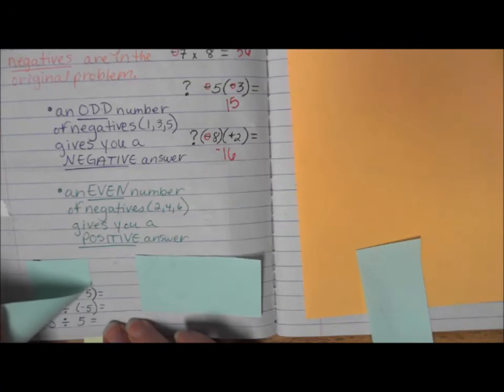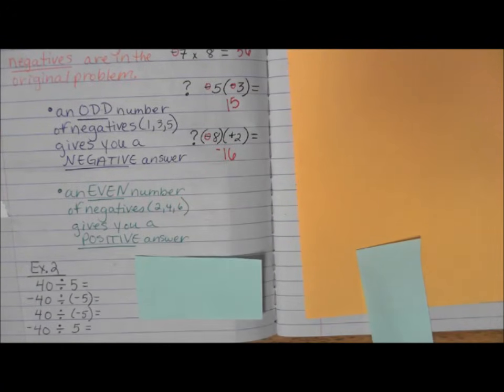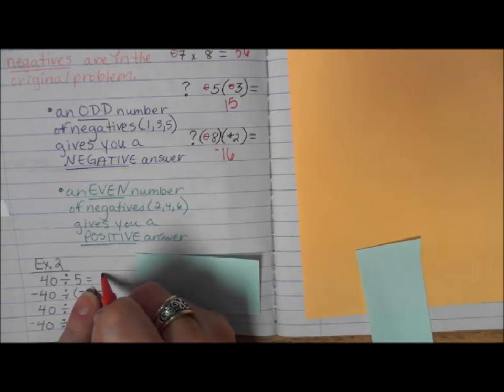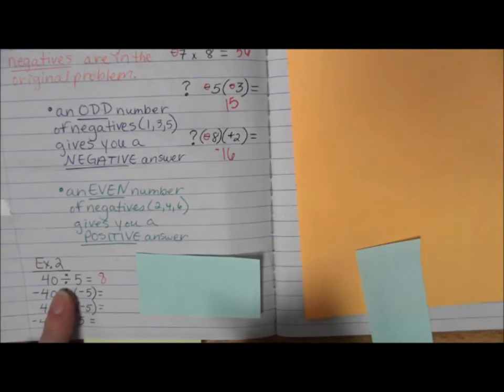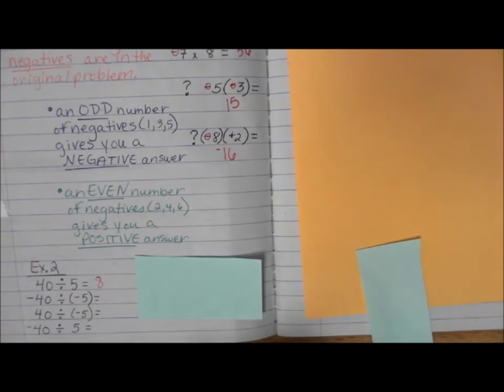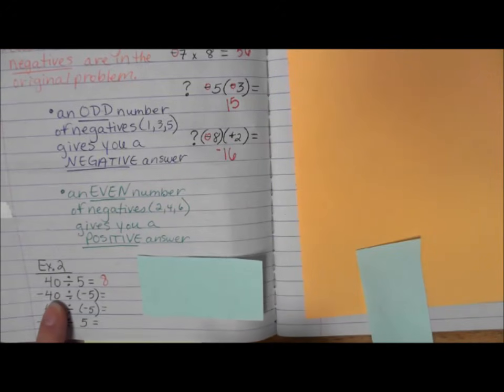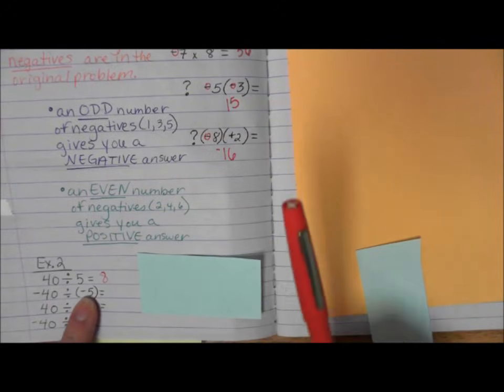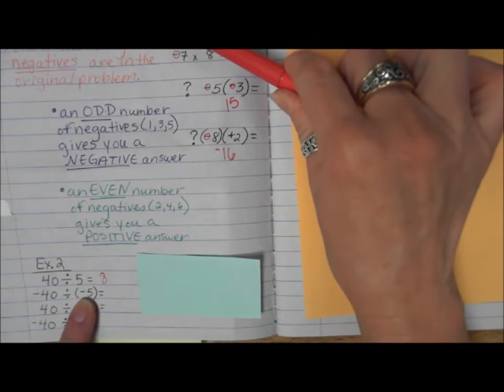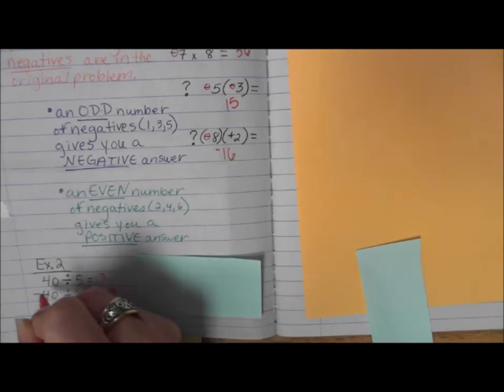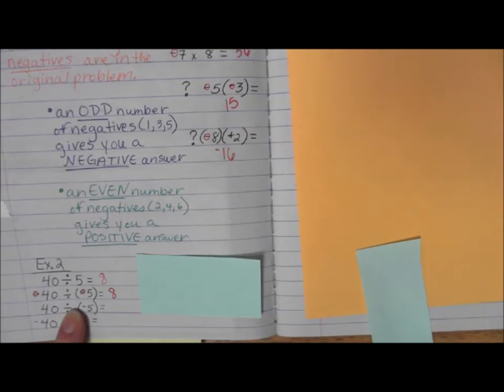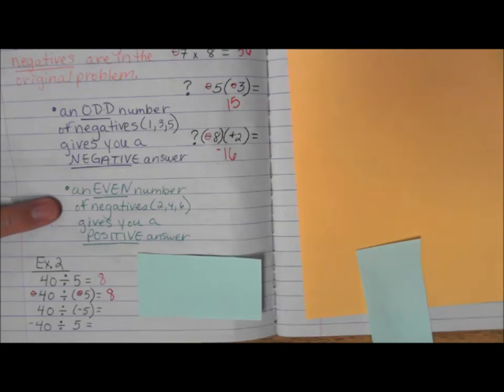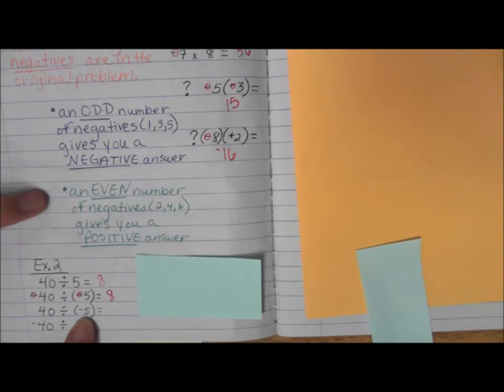All right, so now let's try some with division. Go ahead and copy these examples down, and we'll go through these. 40 divided by 5 gives us 8. They're both positive, like we've always been doing since elementary school. There's no negatives, which would be 0. Negative 40 divided by negative 5. I'm going to multiply or divide as usual, so it's going to be 8 again, but now I have to count 1, 2 negative signs. That's going to be an even, the positive answer.